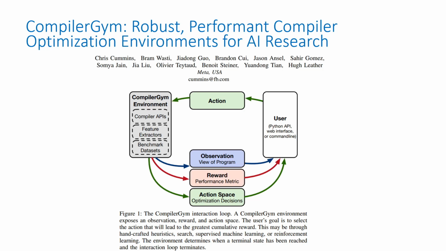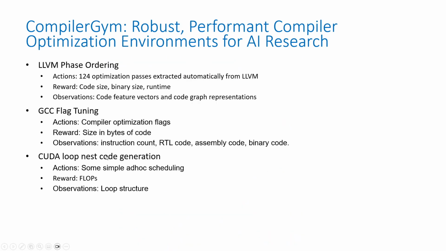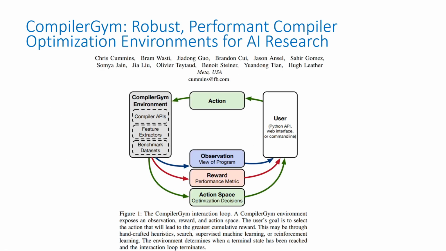In this paper, a reinforcement learning environment is developed for compiler optimization. It makes it easier for researchers to develop reinforcement learning agents for particular compiler optimization problems. In this paper, 3 problems are shown, but more problems can be added to the compiler gym. And it is targeting LLVM, GCC, and CUDA, but could be extended as well for other compilers.